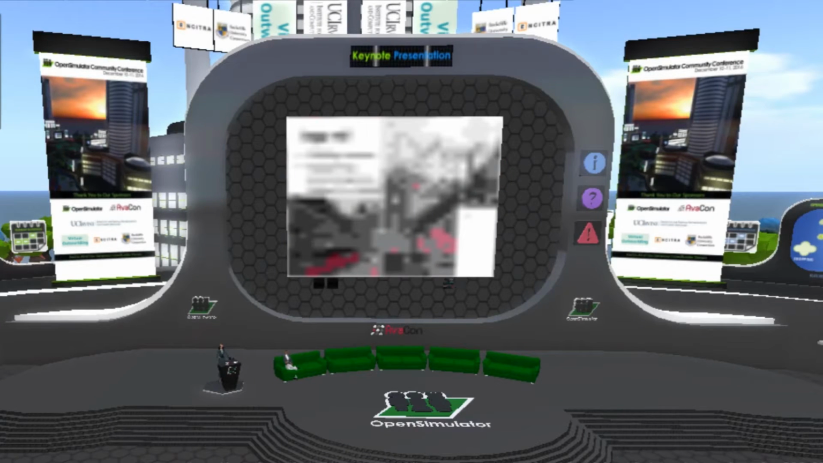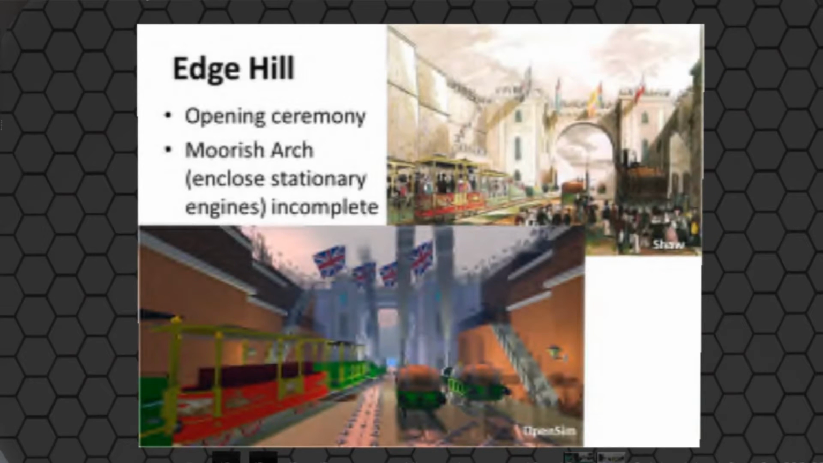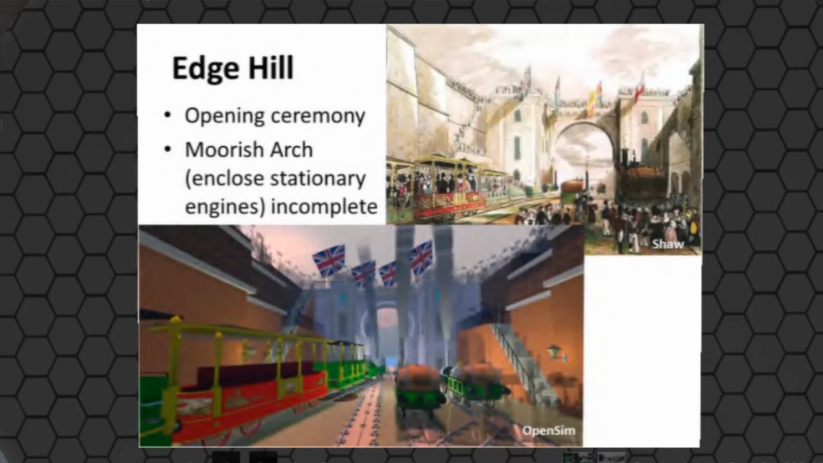Here we have a build which is recreating the situation at the far end of the tunnel at the Edge Hill part of the railway, which was the next station along. And you can see the so-called Moorish arch, which enclosed the two stationary engines.